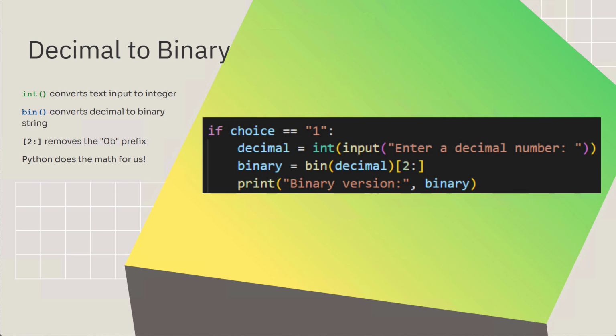We want to remove that in our output, and so this little weird 2 colon in brackets, that's actually the part that does that. When we get to talking about strings and lists, we'll talk about what's going on there. But the key is that Python is doing this work for us. And that's an important concept to think about.